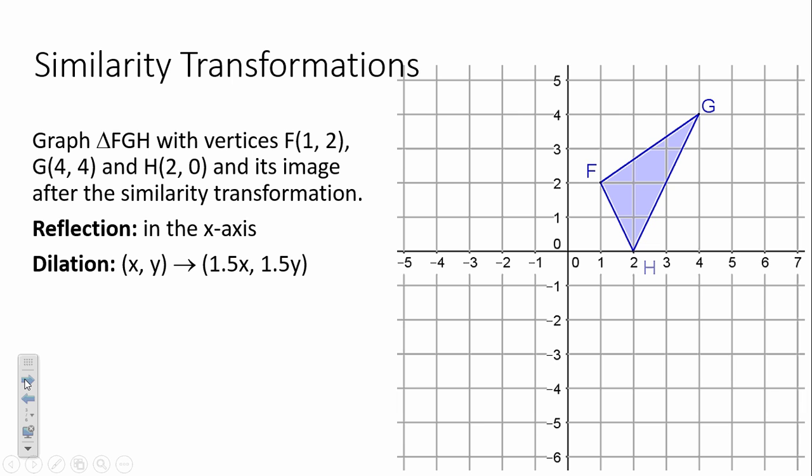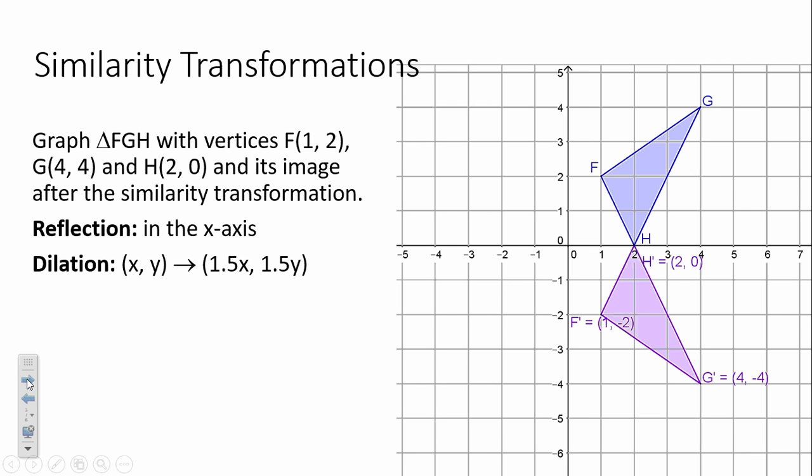Where is G going? That 4, 4, so it will be 4, negative 4, because we switch the y-coordinate to be a negative, the opposite sign. And then where is F going? 1, negative 2. Okay. Make sure you label them H prime, G prime, and F prime.